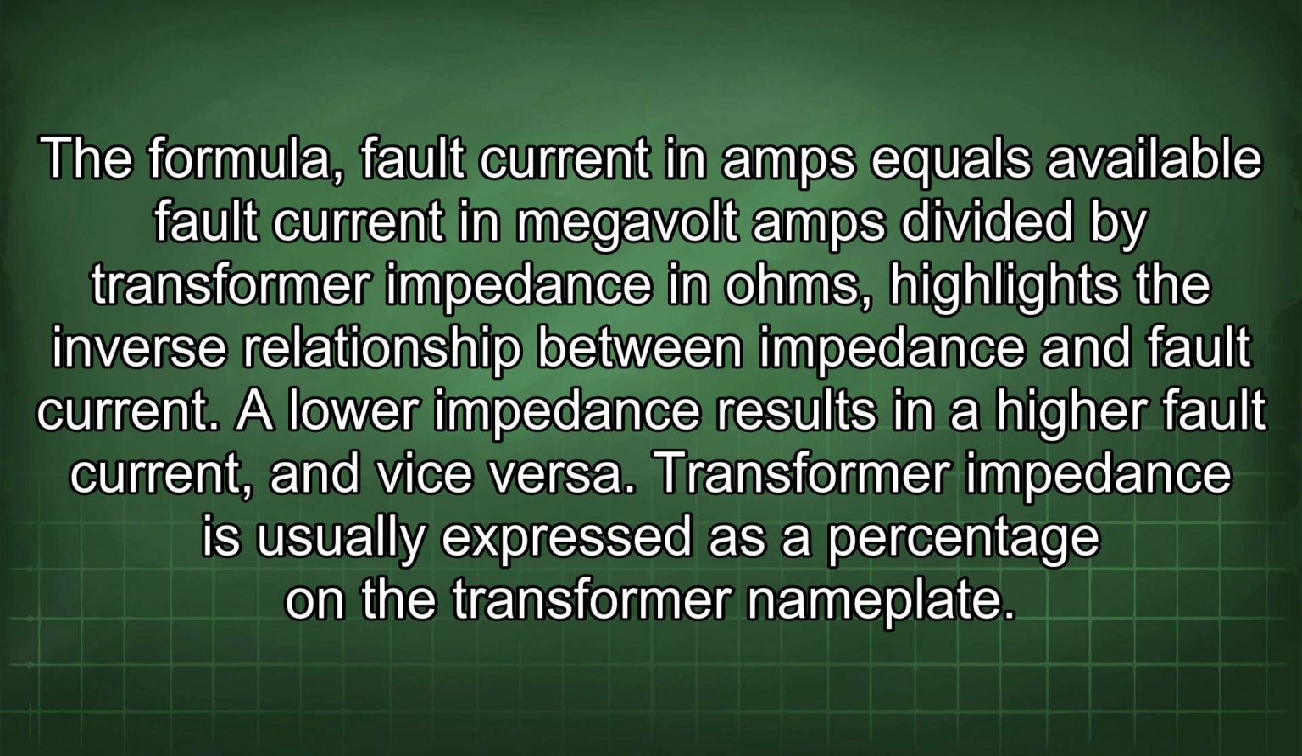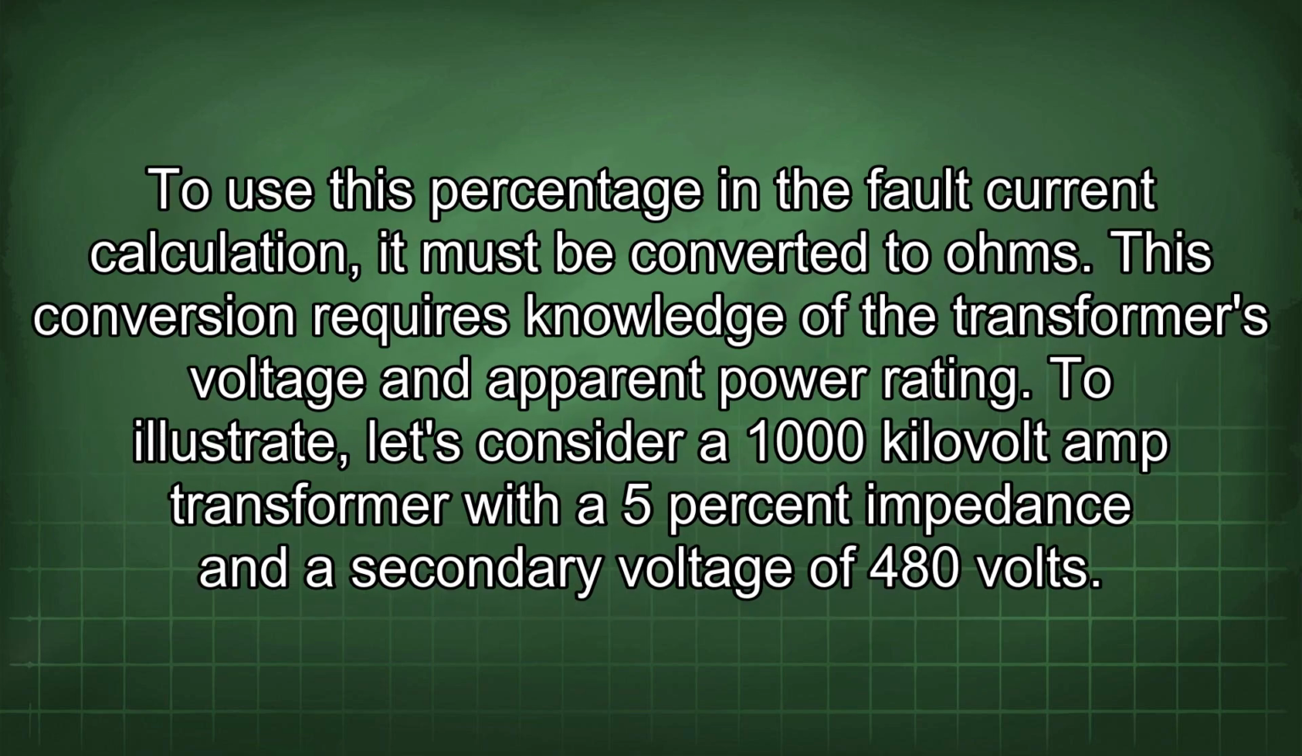Transformer impedance is usually expressed as a percentage on the transformer nameplate. To use this percentage in the fault current calculation, it must be converted to ohms. This conversion requires knowledge of the transformer's voltage and apparent power rating. To illustrate, let's consider a 1000 kVA transformer with a 5% impedance and a secondary voltage of 480 volts.